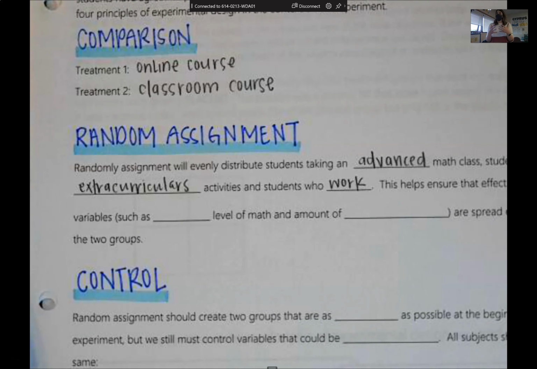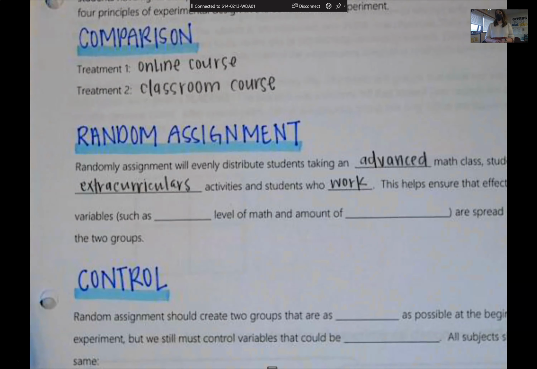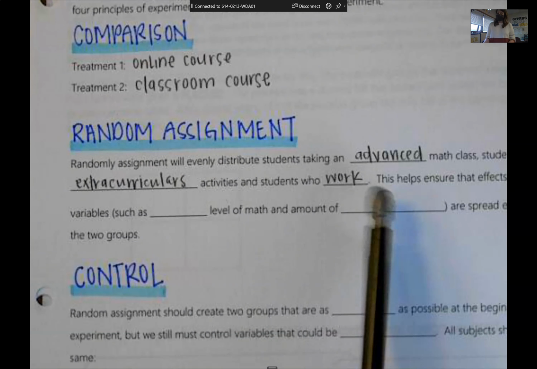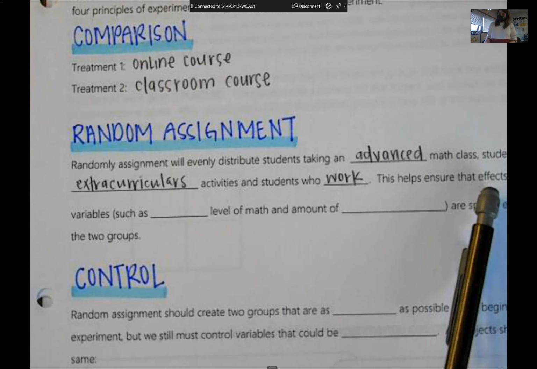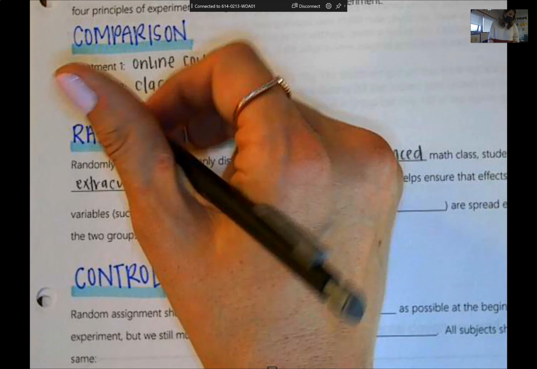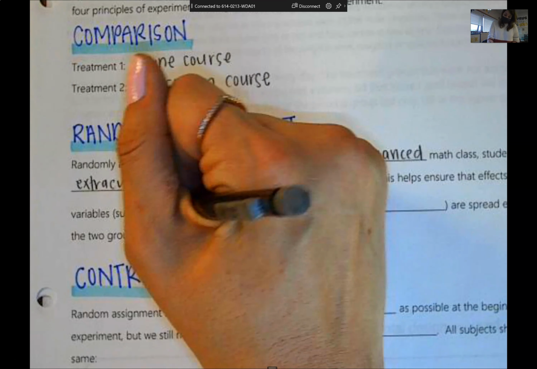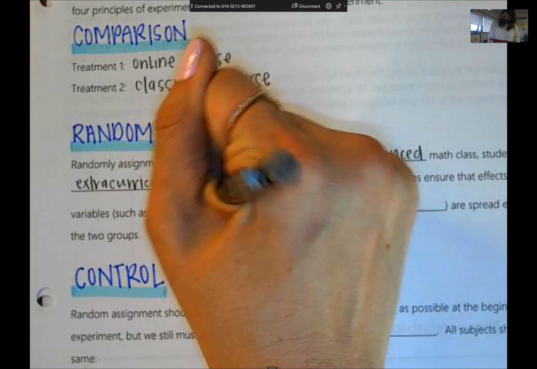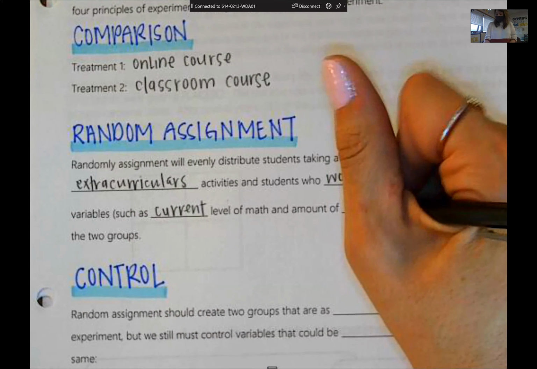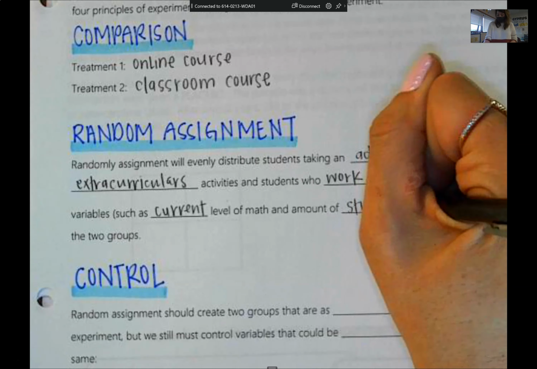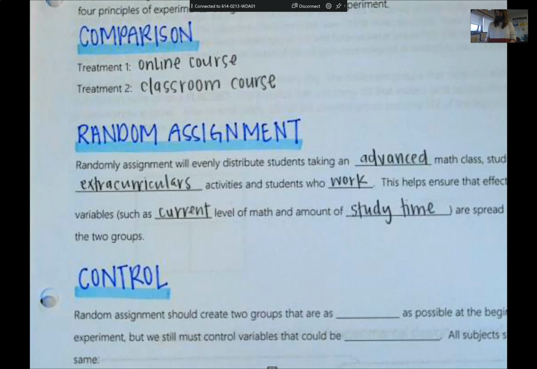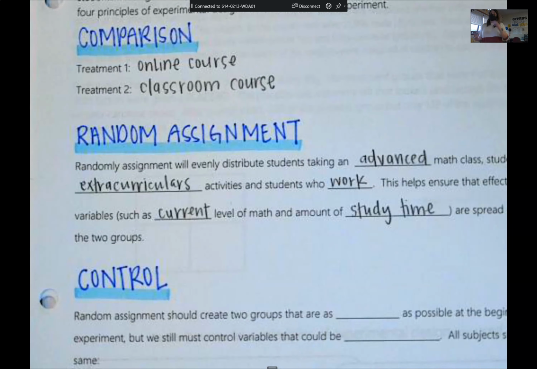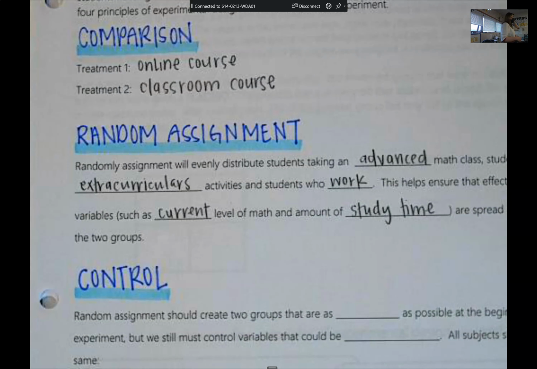So random assignment will help you with making sure that you have all these kinds of kids in each treatment group. So this helps ensure that effects of other variables, such as current level of math or amount of study time, are spread evenly among the 2 groups. So it's similar to stratification. It's not the same, but it's similar.